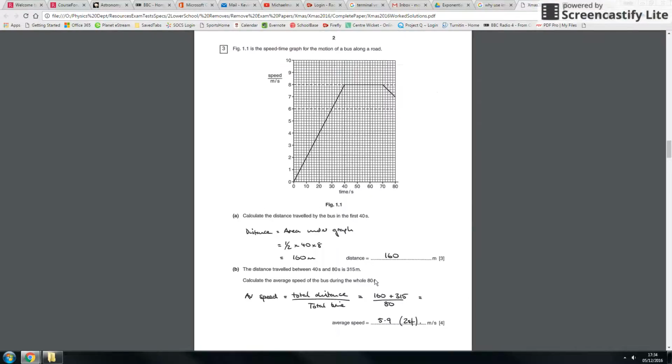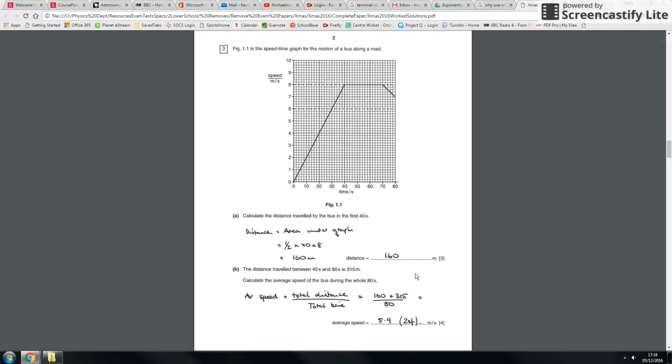It says the distance travelled between 40 and 80 seconds is 315 meters, between 40 and 80. So the area under this second part of the graph is actually 315 meters, which means that the total distance travelled is 160 meters between 0 and 40, another 315 meters between 40 and 80, giving a total of 475 meters divided by 80 seconds is 5.9 meters per second.